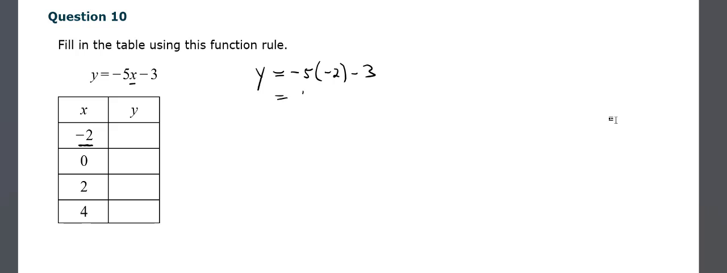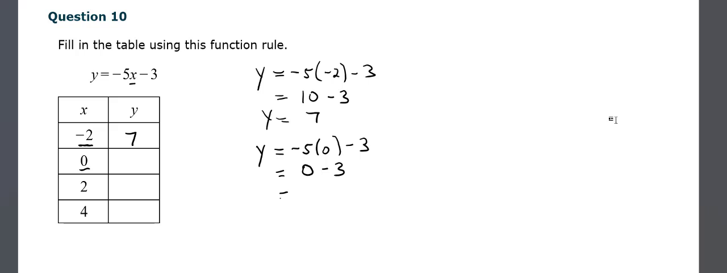-5 times -2 is +10. And 10 minus 3 is 7. So let's do one more. So the second, we're putting in 0 for x. So again, we come to our original problem, the y equals -5x minus 3. And in place of x, we put in 0. So -5 times 0 is 0. And 0 minus 3 is -3.